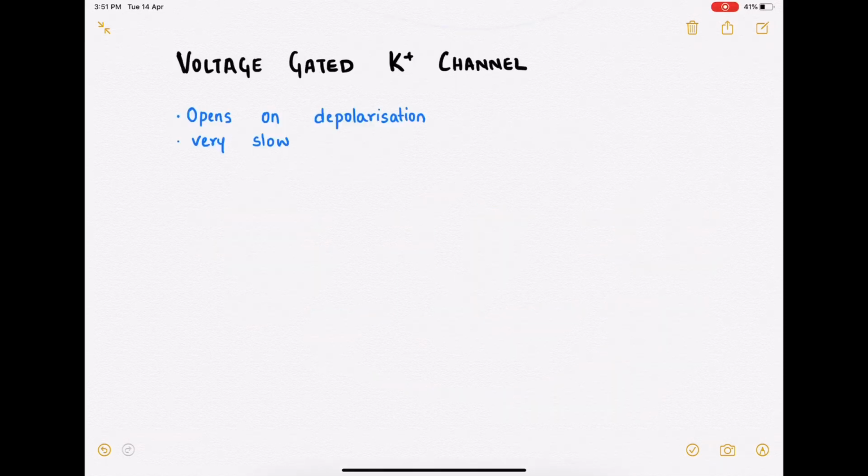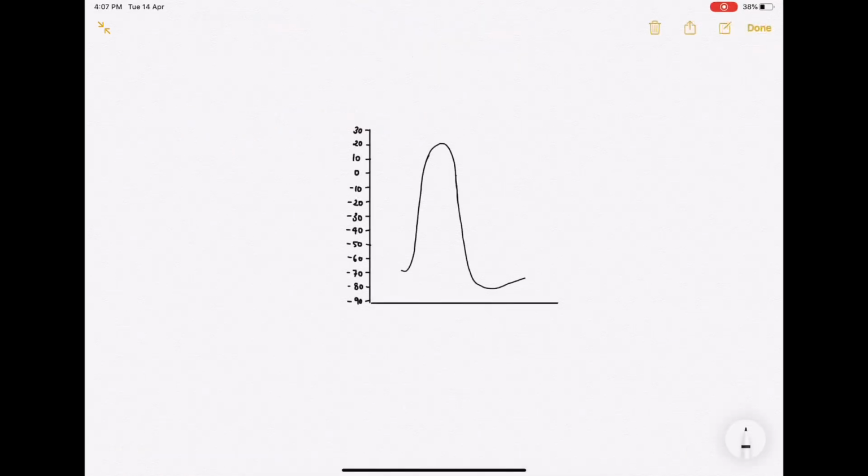Next, we have the voltage-gated potassium channels, which open on depolarization, but this is very slow. Thus, the sodium current superimposes the potassium current and causes the depolarization. And once the sodium channels get inactivated, the potassium current through this channel causes repolarization. Now let's look at this action potential.